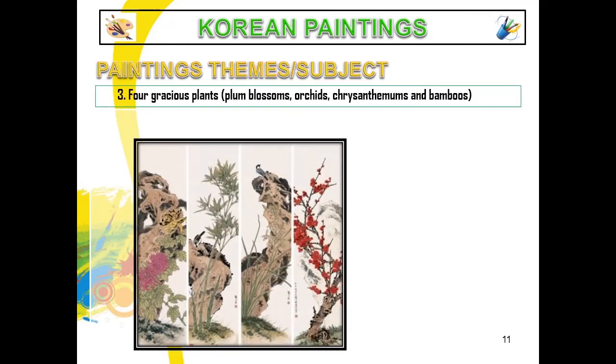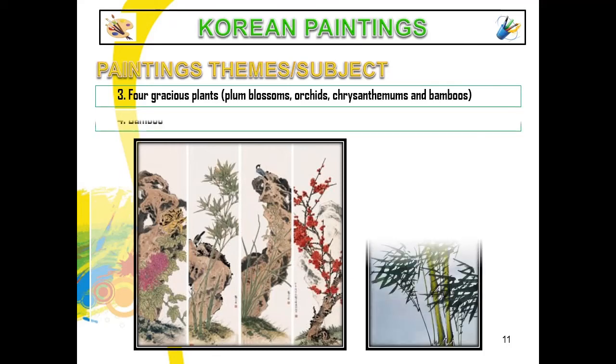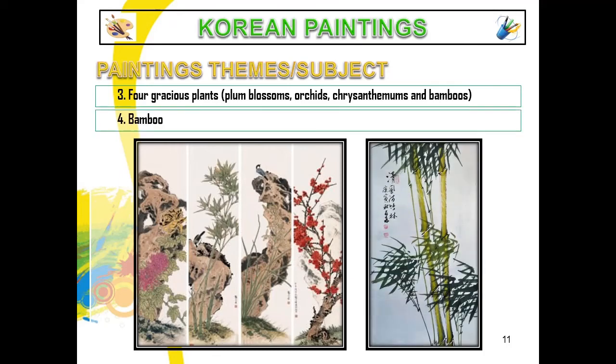Another Korean themes or subject is their four gracious plants. Korean loves bamboo painting as well, like in China, but they added the plum blossoms, orchids and chrysanthemums, and they called it the four gracious plants in painting.